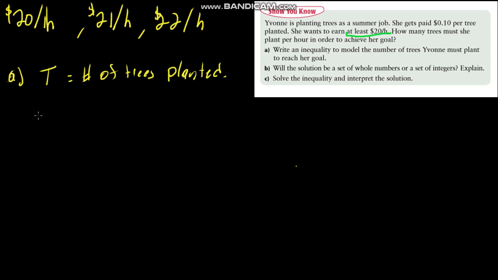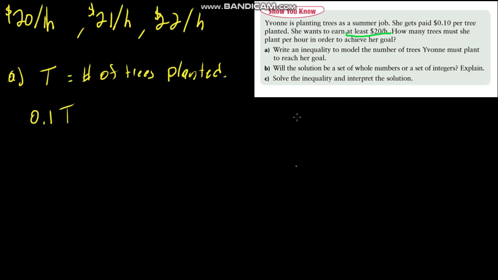She's going to be getting $0.1. I'm just going to leave the dollar sign out of it right now, per tree she plants. And if you remember from our linear relations unit, when we say per tree or anything like that, we're really talking about multiplying. So if she plants one tree, she's getting 10 cents. She's planting 2 trees, 20 cents.